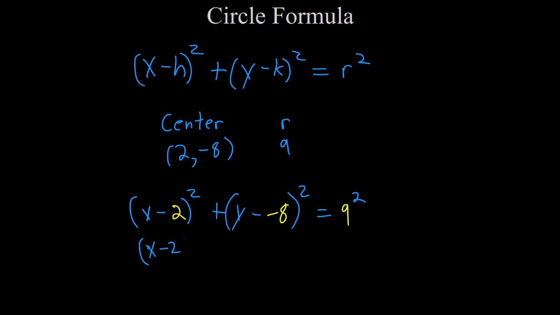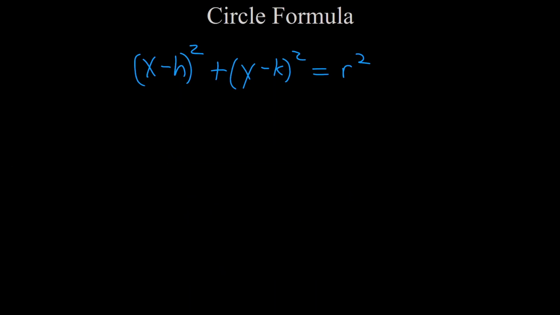(x - 2)^2 + (y + 8)^2, because we're subtracting a negative, is equal to 9 squared, which is 81. So this would be the equation that describes a circle where the center is at (2, -8), and we have a radius of 9.